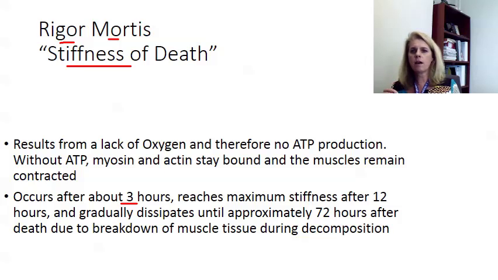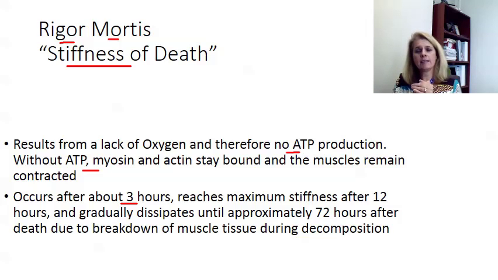This is because when you're dead, you are no longer breathing, and so the oxygen levels in your body will start to decline because you're not getting in any more oxygen. Well, if you don't have oxygen, then you can't do cellular respiration, which you learned about in Unit 1. Without cellular respiration, you can't make ATP. So without ATP, actin and myosin will stay bound together. Remember, when actin and myosin are bound together, you need an ATP to break that bond.